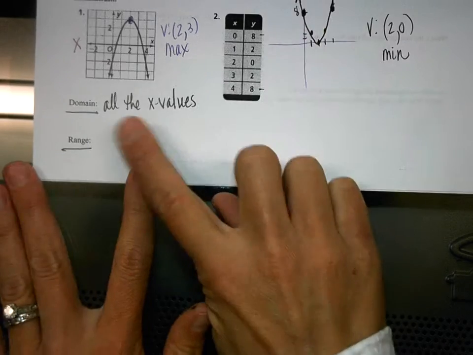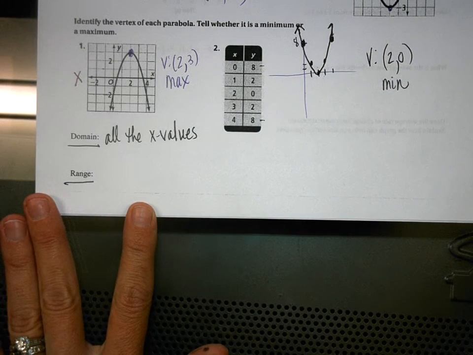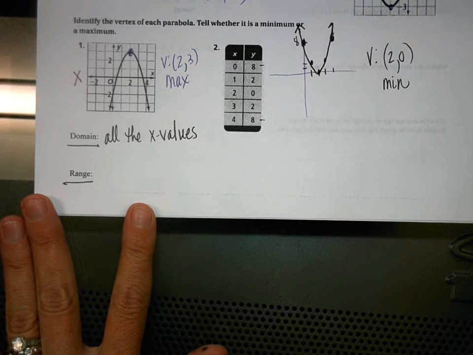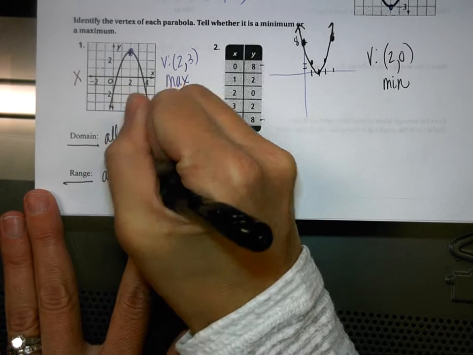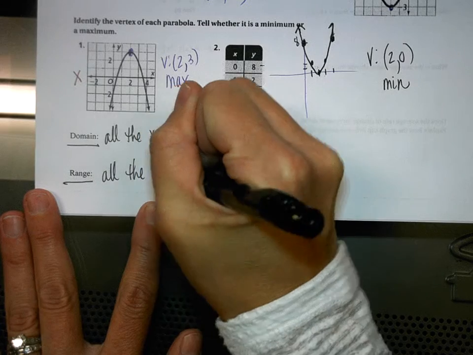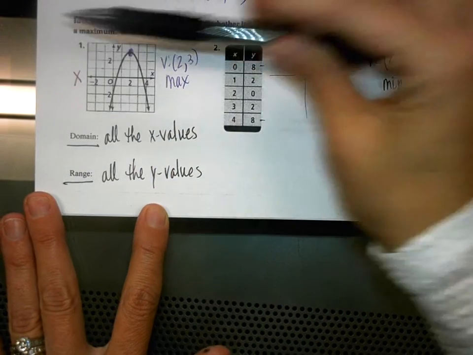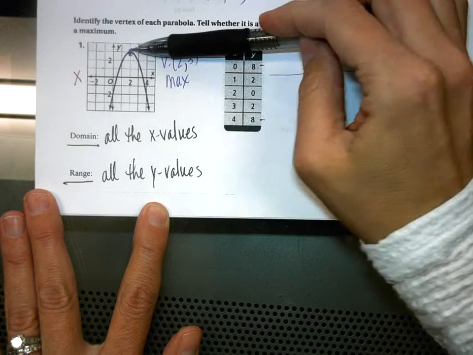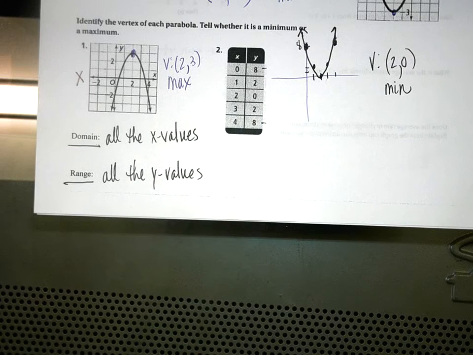So what that means is for your parabolas, your domain is always going to be all real numbers. Any number will work for your domain. Your range, those are all the y values. Now that will change for each parabola. So for instance, this one, all the y values are less than 3. There is no value for y that's above 3 because our graph's going down.